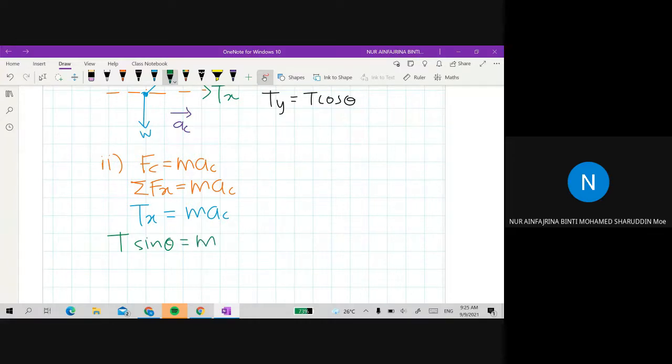Okay, what about the formula for centripetal acceleration? V squared over R. Okay, good job everyone. So this will be your first equation. Okay, so far so good? Okay, now next one.